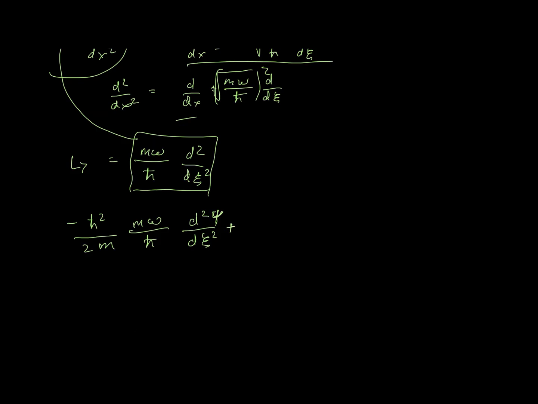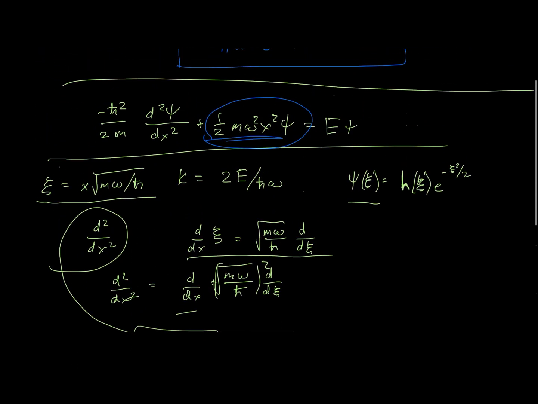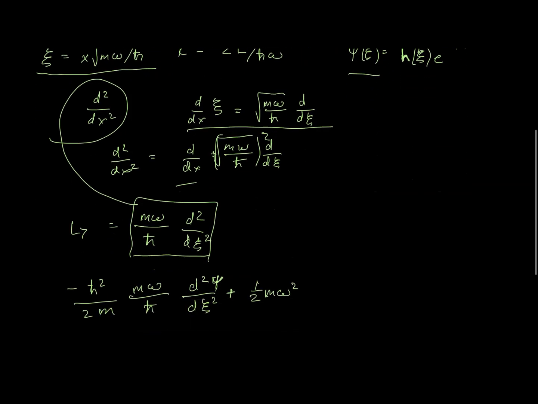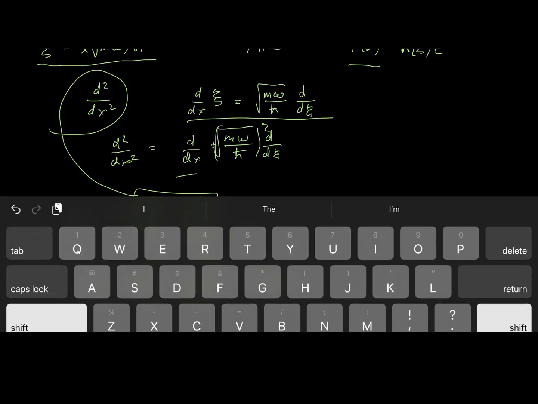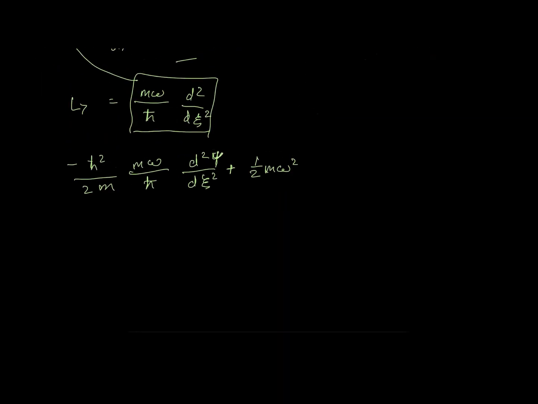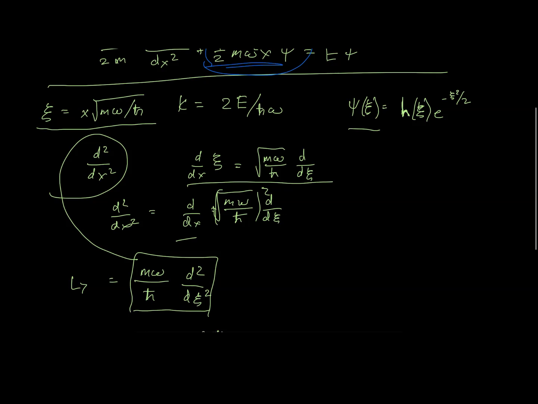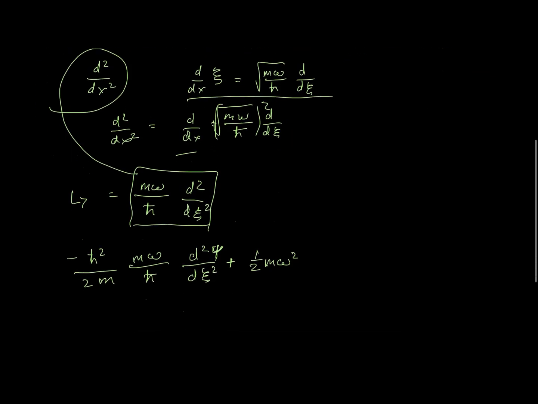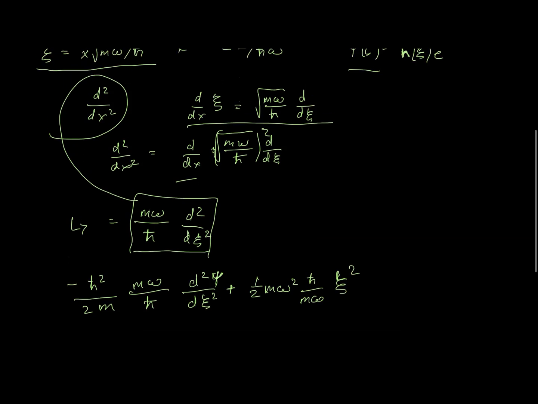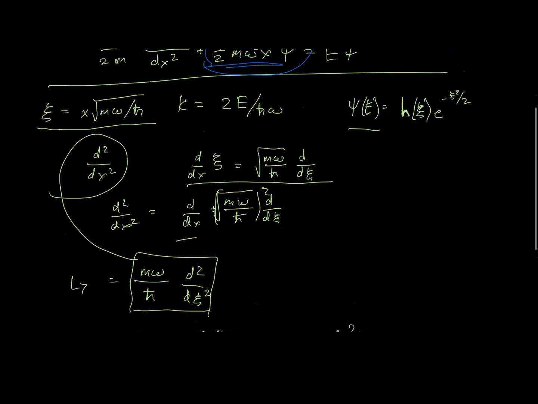Plus 1/2 m omega squared, and then we have an x squared. So if we just square this c term, we get x squared again. So what we want is c squared, but to do that we're going to need an h bar over m omega. So we do this, h bar over m omega, c squared, okay? And that gives us our x squared. So now we have everything in terms of c instead of x.